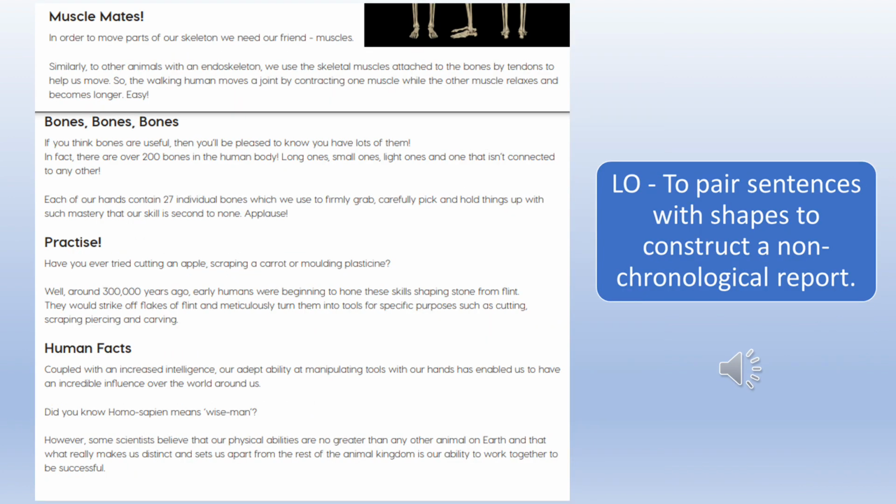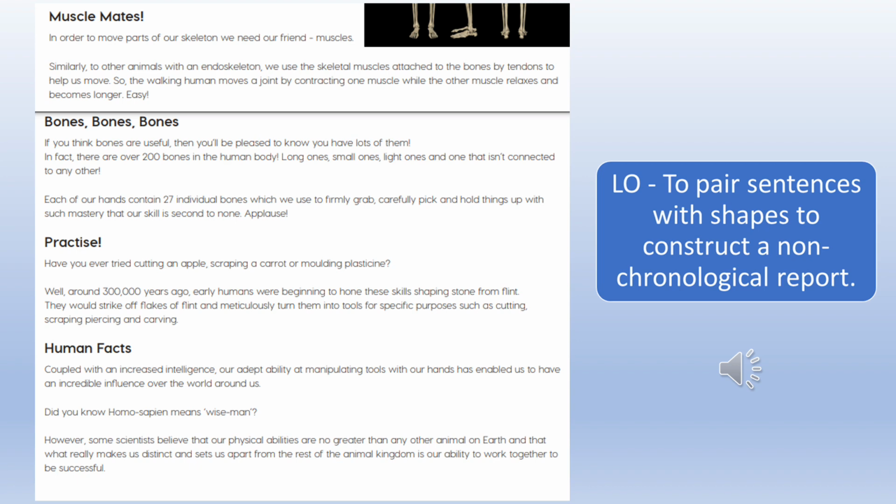Musclemates. In order to move parts of our skeleton, we need our friend, muscles. Similarly to other animals with an endoskeleton, we use the skeletal muscles attached to the bones by tendons to help us move. So the walking human moves a joint by contracting one muscle, while the other muscle relaxes and becomes longer. Easy.